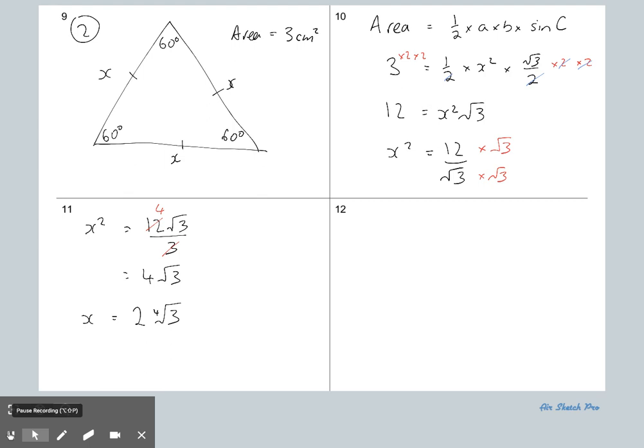PS, so why does that work? Well, let's remember our index laws from last year. Root 3 equals 3 to the power of a half. The square root of root 3 would be 3 to the power of a half to the power of a half, which is equal to 3 to the power of a quarter because you multiply the powers together, which is the 4th root of 3. There we go. That's just a by the way. So that's a side length, 2 times the 4th root of 3.